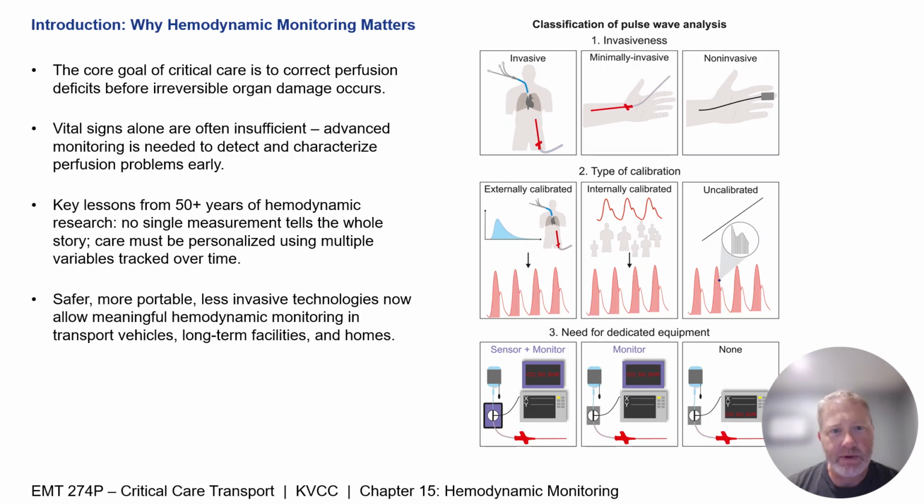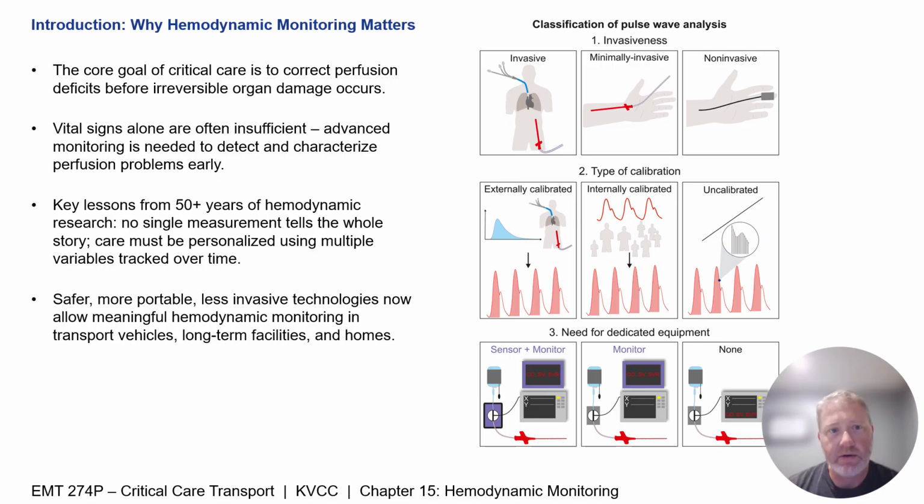So hemodynamic monitoring refers to the assessment of blood flow, pressure, cardiac performance, and tissue perfusion in order to determine whether oxygen delivery is adequate. The core concept is that organ injury from shock begins before blood pressure collapses completely. So earlier indicators are needed, and are more important than just your vital signs alone.